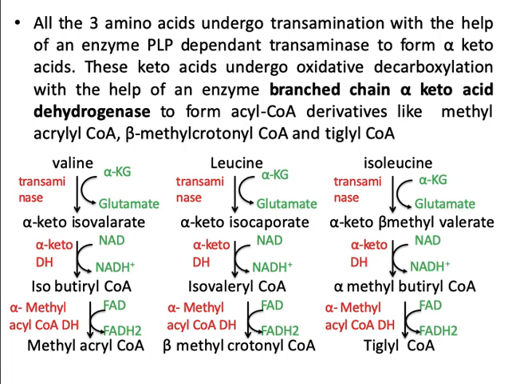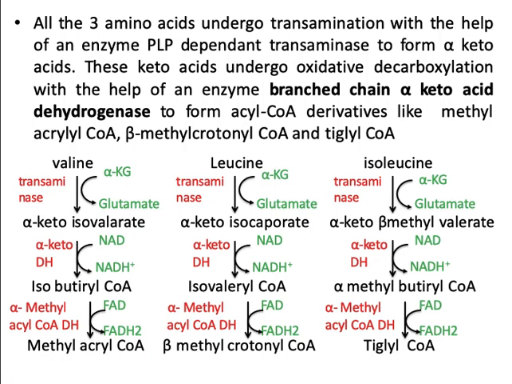Just now I told you valine is glucogenic amino acid, whereas leucine is purely ketogenic, isoleucine is both glucogenic and ketogenic amino acids. So all the three amino acids, these three reactions are common to all the three amino acids to form acyl CoA derivatives. These all the three amino acids, first they undergo transamination. Look at the reactions below. With the help of an enzyme, PLP dependent enzyme transaminase to form all corresponding alpha keto acids.